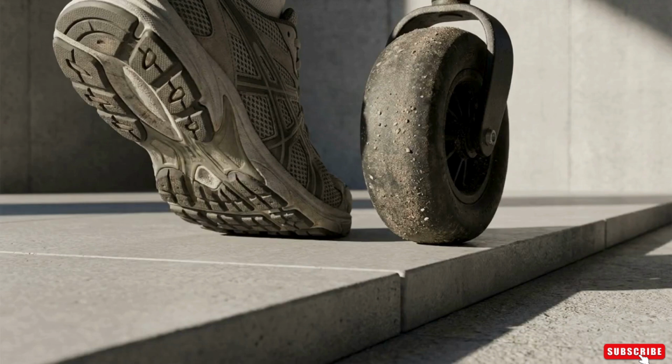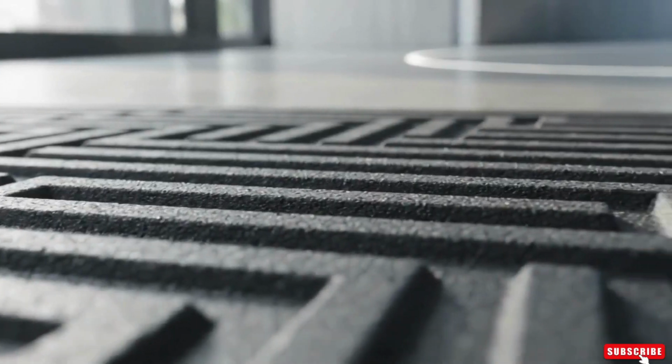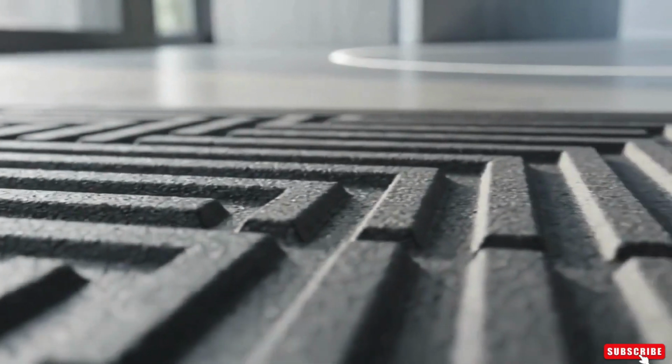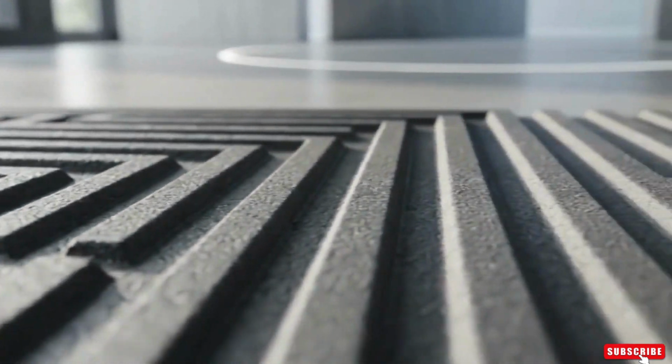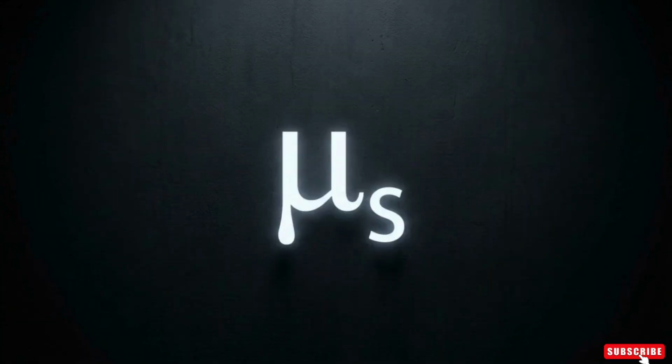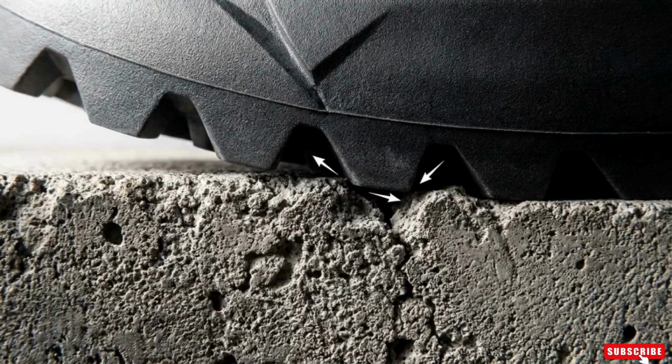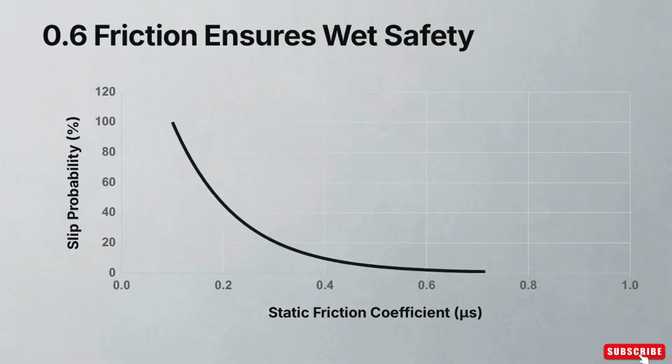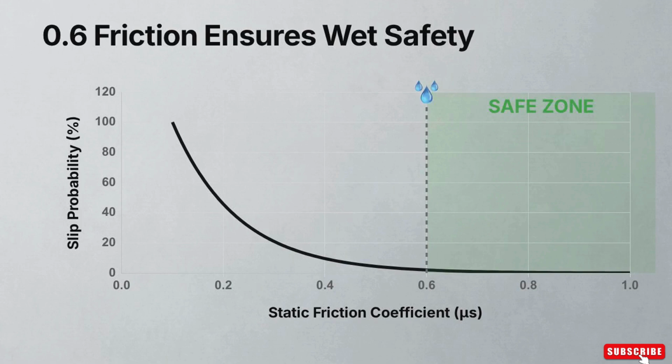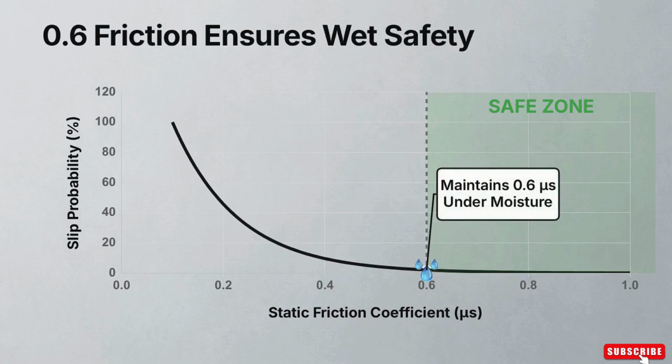Moving past the doorway, the physics shift from upper body mechanics to lower body locomotive physics. The flooring surface dictates the locomotive stability of every person walking, rolling, or using a mobility aid in the space. The crucial engineering metric here is the static friction coefficient, which measures the resistance between a shoe or tire and the floor. This graph plots slip probability against static friction coefficients. As the coefficient drops, slip probability spikes. Safety is achieved when the coefficient reaches 0.6. Engineered non-slip flooring materials are designed to maintain this exact target friction coefficient, even when subjected to moisture.